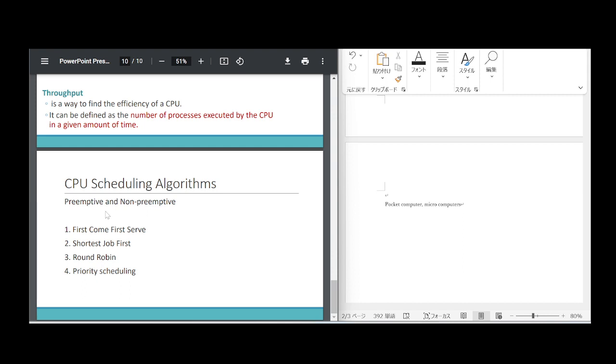So this is what I learned from the operating system class, and there's one more class that I did this week, so I need to review them too.